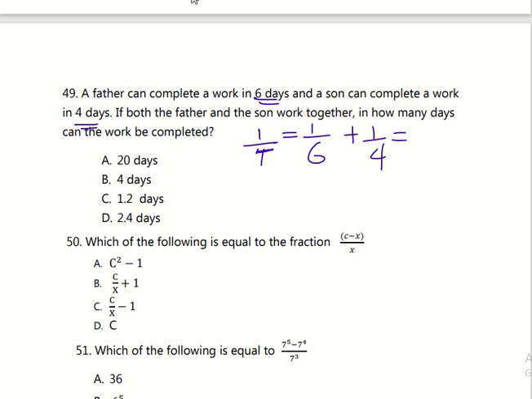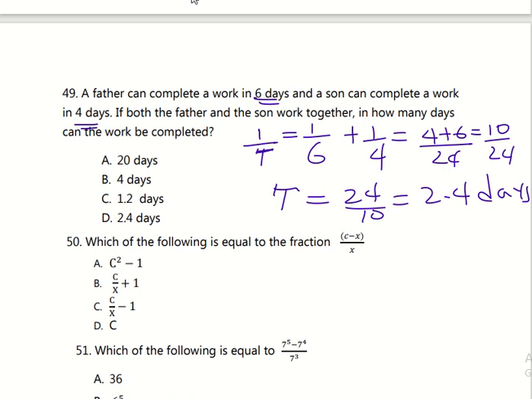So this is the same as, by crisscross, 4 plus 6 over 24, which is 10 over 24. This is 1 over the total number of days. When I flip both sides, the time it takes will be 24 over 10, which is the same as 2.4 days. When they are working together, it takes 2.4 days. Separately it takes 4 and 6 days, but together the number of days will be less. So 20 doesn't work, 4 also doesn't work, obviously. The answer should be either C or D, because when they work together, the time it takes will be less.